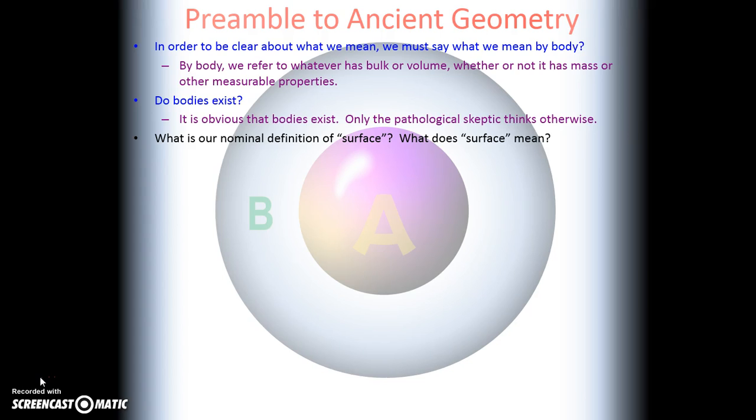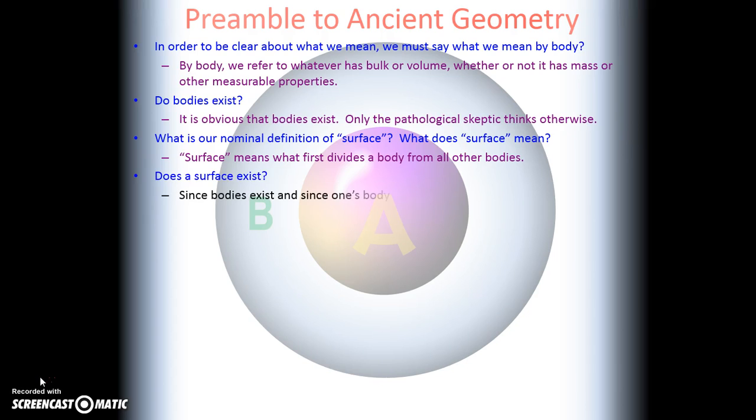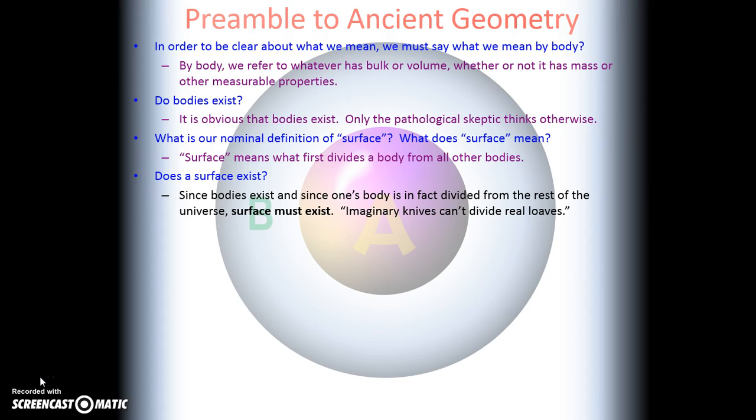We also had a nominal definition for surface. What did we mean by surface? Surface means what first divides a body from all other bodies. We also asked whether surface exists. We proved that surface exists in the following manner. Since bodies exist, and since one's body is in fact divided from the rest of the universe, surface must exist. As we noted, imaginary knives don't divide real loaves.